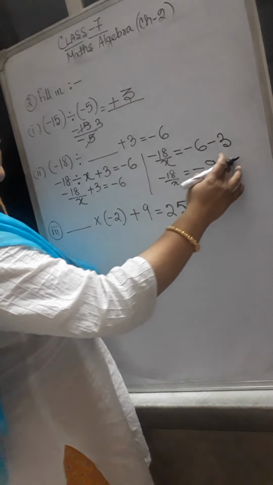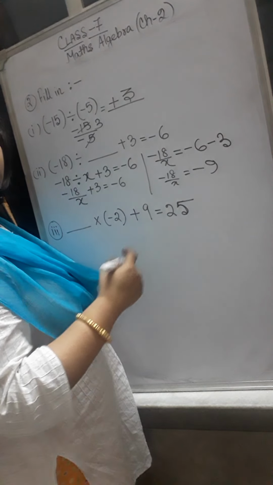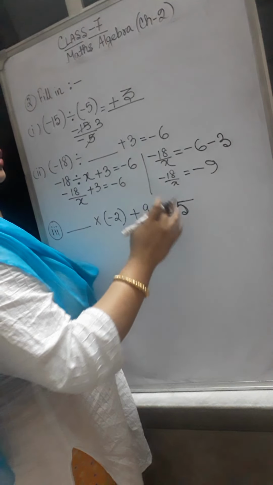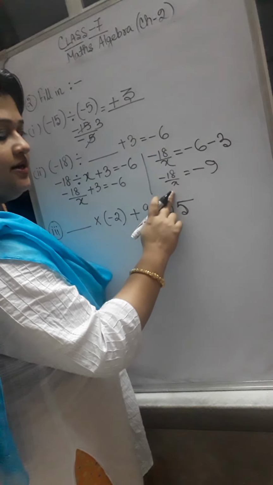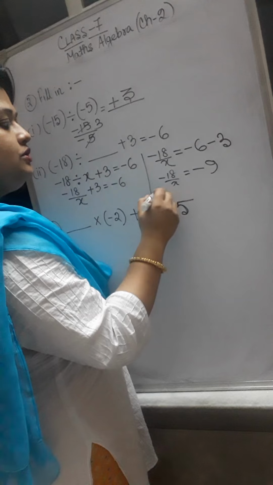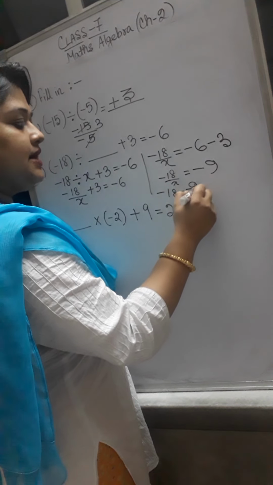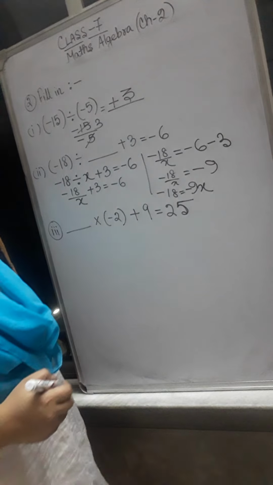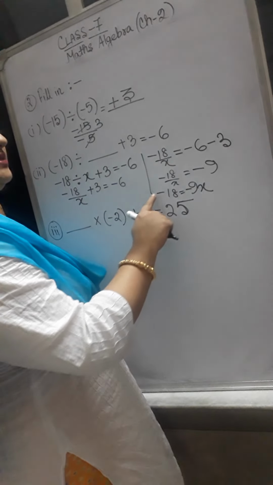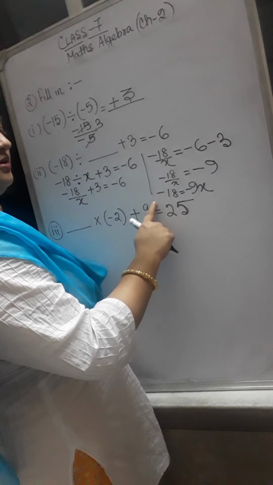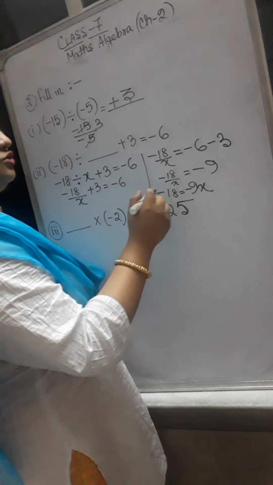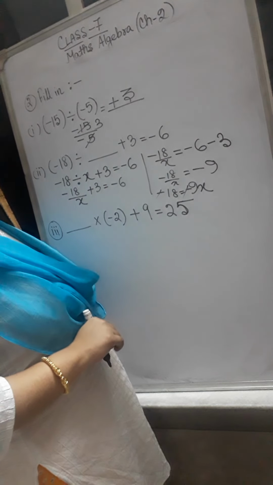Now cross multiply. We need x only on one side. We need to find the value of x. So x is divided over here. When multiplied, it will go to that side, it will get multiplied. So minus 18 equals minus 9x. Now always remember, when you have the same sign on the left hand side as well as on the right hand side, you can cancel it. So minus and minus get cancelled.